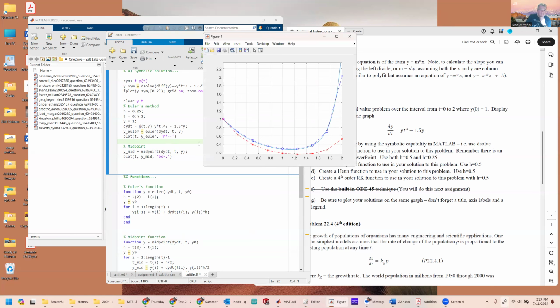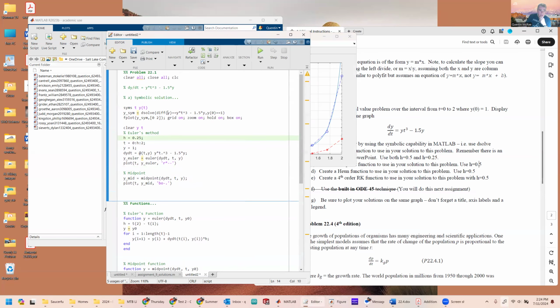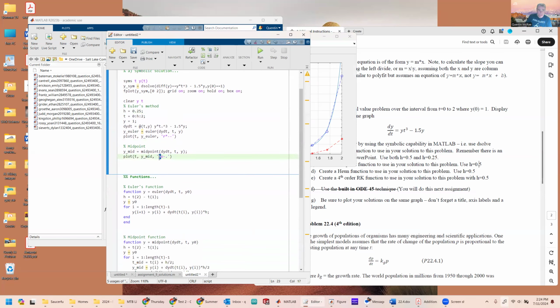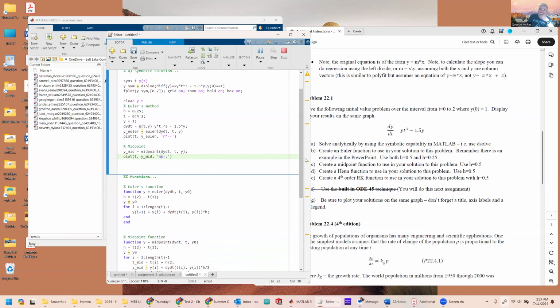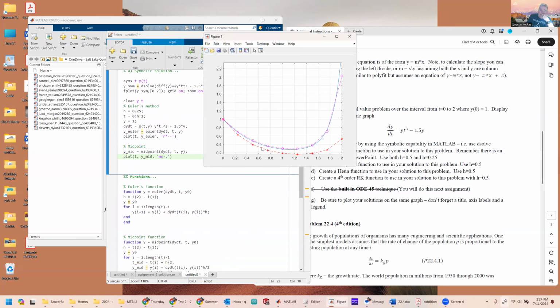Boom. Okay, I just realized I made it blue and the initial plot was blue. So instead of blue, let's make this say magenta. So it's just a little clearer which one's which. And look how much more accurate that is. It's mind-blowing. That is so cool.